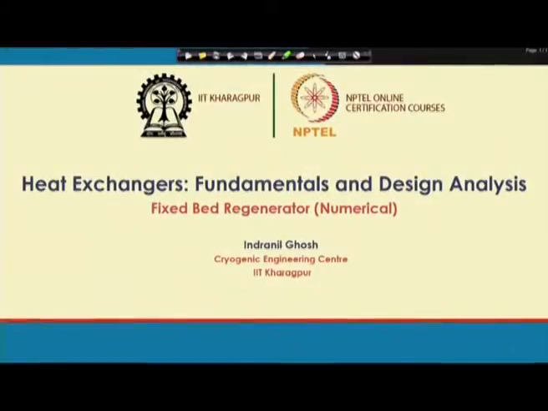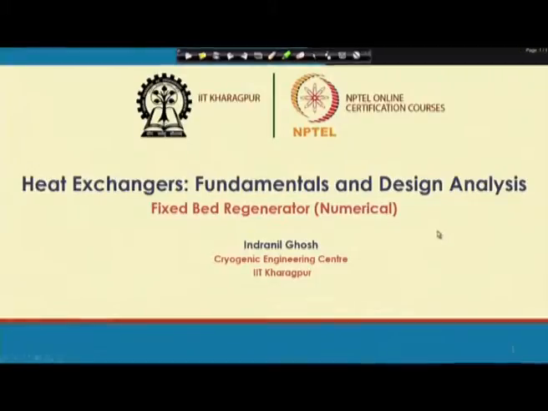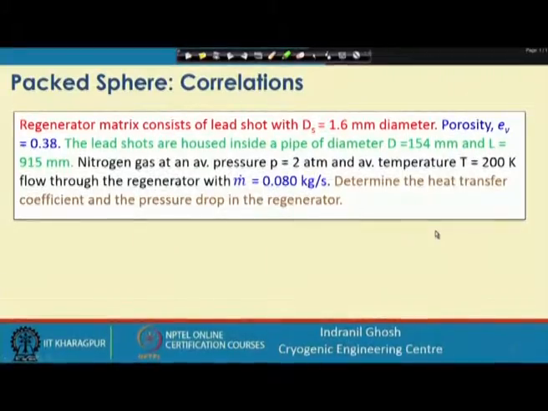Welcome to this lecture. We are talking about the fixed bed regenerator. Today we will try to solve some numerical problem. We have already stated that problem in the last class, and this is about the heat transfer and pressure drop estimation for a packed bed regenerator with spheres, spherical shots.